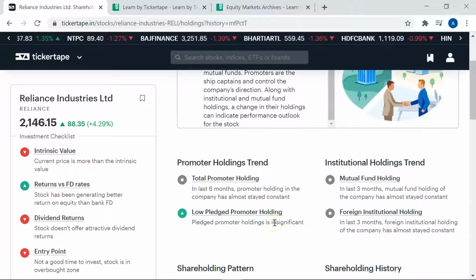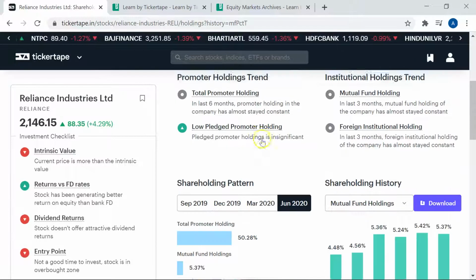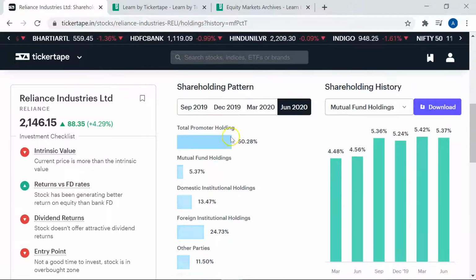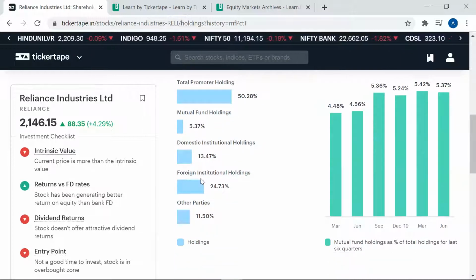The important thing is the holdings tab. Here, say in the market, a total of 100 Reliance shares are there, just as an example. How many shares are being held by which type of people? For example, the promoter, that is the Ambani family members, are holding 50.28% of the shares. Mutual funds, HDFC mutual fund, SBI mutual fund, different mutual funds are holding 5.37%. Domestic institutional holdings, this much percent. Foreign institutional holdings.